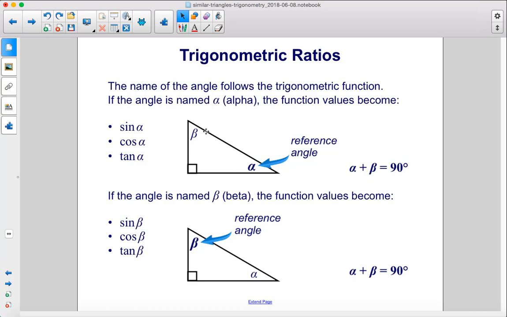Alpha plus beta here equals 90 degrees. If the angle is named beta, so this is the one we're talking about now, the function values become sine beta, cosine beta, and tangent beta.